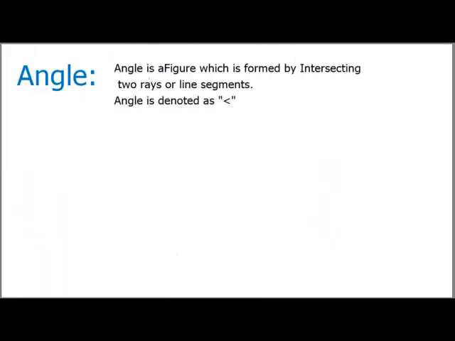Our next topic is angle. An angle is a figure which is formed by intersecting two rays or two line segments. When we take two rays or two line segments and both meet at one point, a figure is formed. What do they call that figure? They call it an angle.